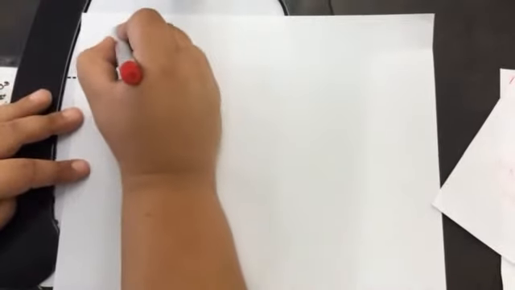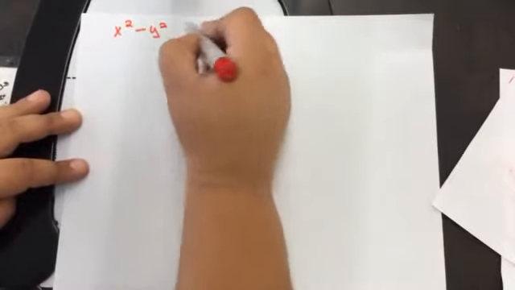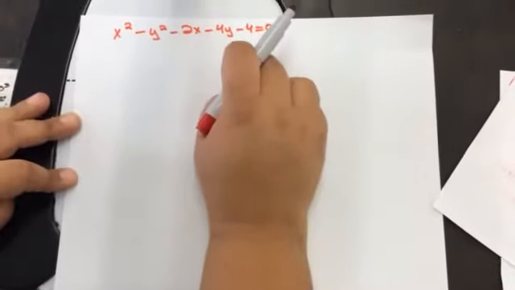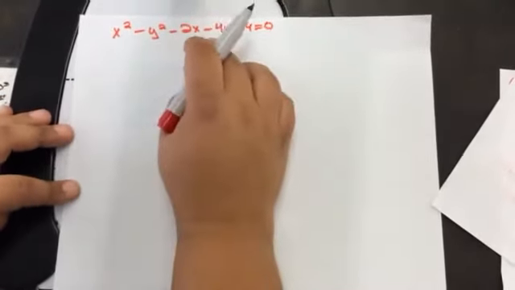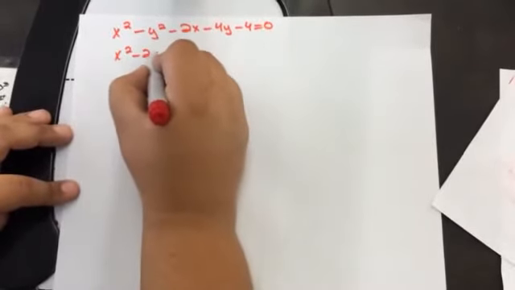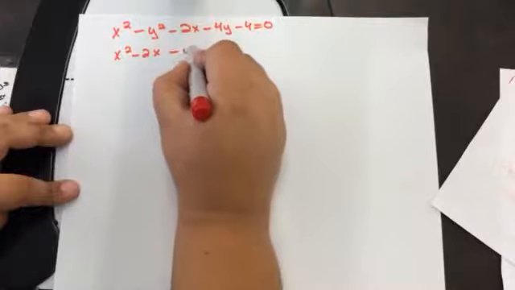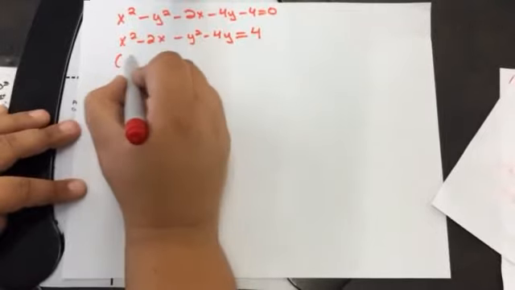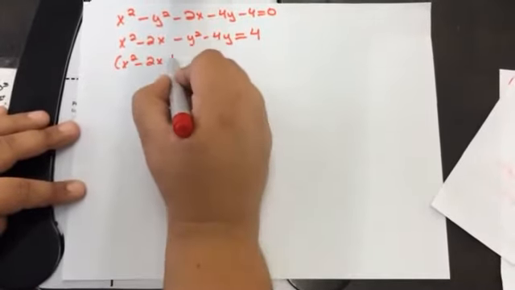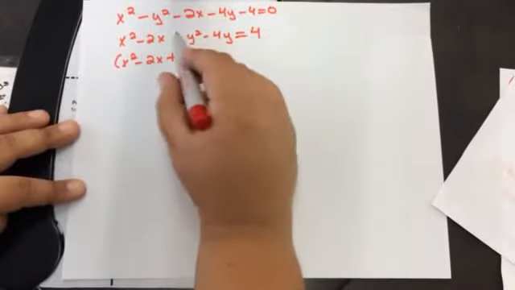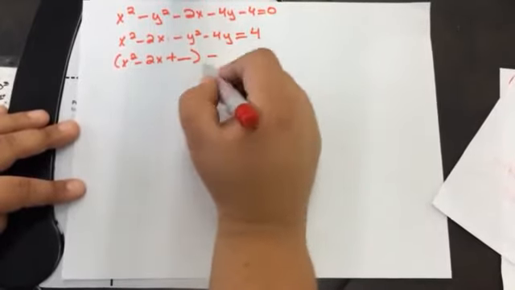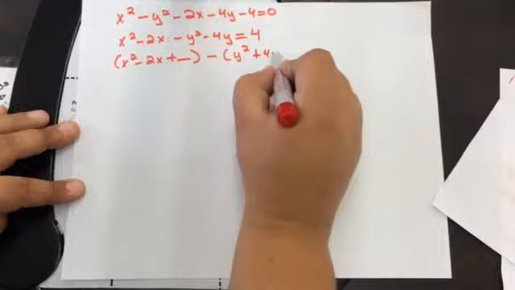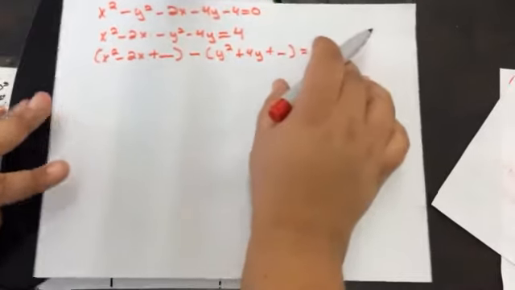Let's do another example. If you have x squared minus y squared minus 2x minus 4y minus 4 equals 0, we want to write it in standard form. So we need to get our x's together. So here we have x squared minus 2x plus a number. Here, remember, you need to factor out that negative sign. So it's going to be negative (y squared plus 4y plus a number) equals 4.